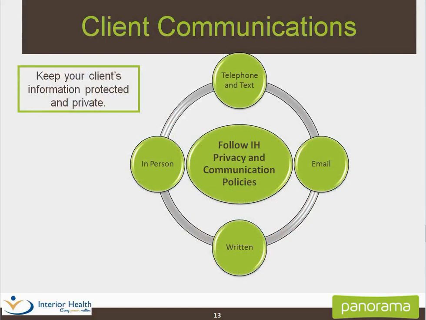Information collected and stored within Panorama should be protected in our communications as well. Please follow Interior Health privacy and communication policies for all forms of communication. These forms include in-person, telephone, fax, social media, email, text, and written.